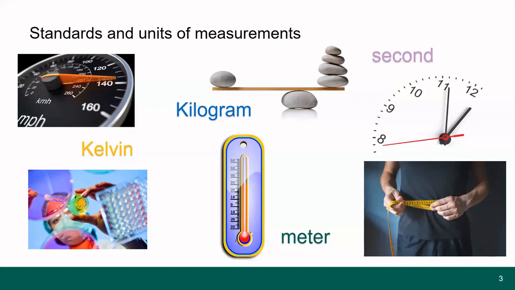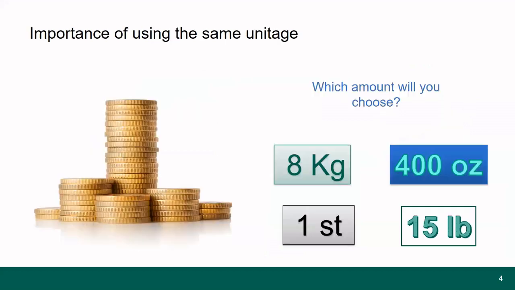I have an example that I developed for students, but I'm going to give it here. So if you were offered 4 bags of gold, and each of them has an amount written on the top, 8 kilo, 400 ounces, 1 stone, or 50 pounds. Which one will you choose?